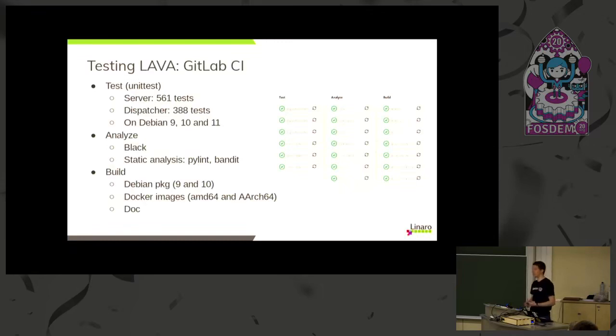We do that because sometimes we do find bugs on different versions of Debian. Sometimes it's working on 9, but not on 10 and 11, and the reverse, because the Python versions are not the same. We do run some static analysis. We use Bandit and Pylint. First, funny thing about Pylint, if you use it without any arguments, it seems pretty useless, honestly. If you use the right command line, it's really useful because it does find real bugs. And then we also build Debian packages and Docker container and the documentation.